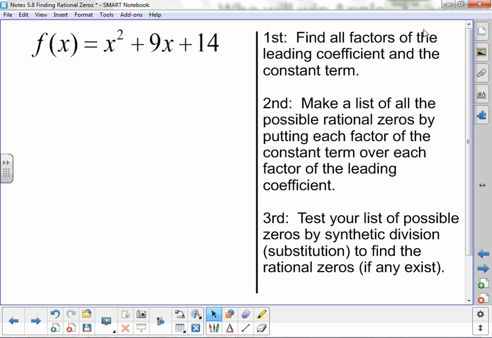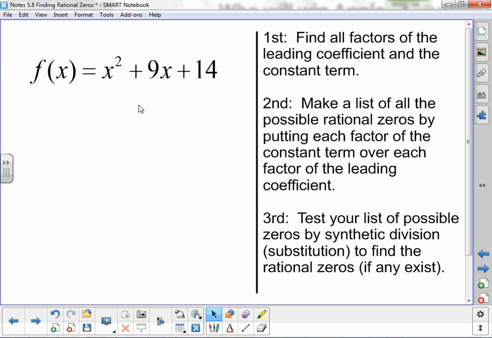Now this is a very simple one. These are the steps over here. First, factor the front and the back, make your list is the second step, and then test your list. So factor, make a list, test your list. This is a pretty straightforward one right here. We actually already know how to factor this one, but I wanted to show you this anyways.